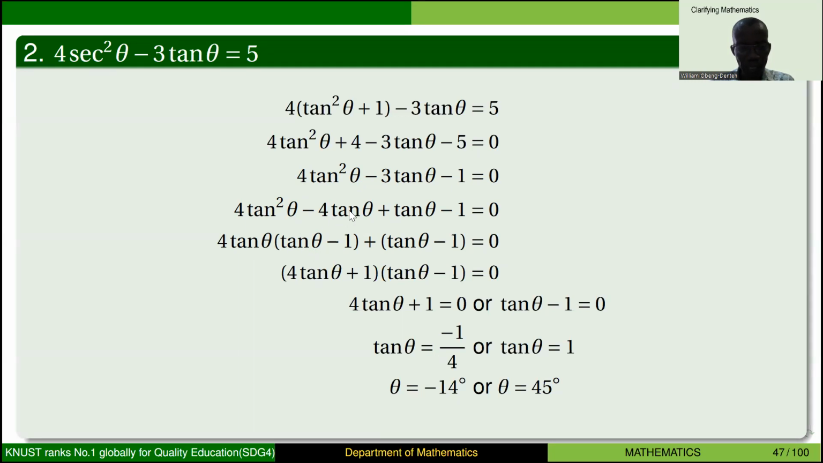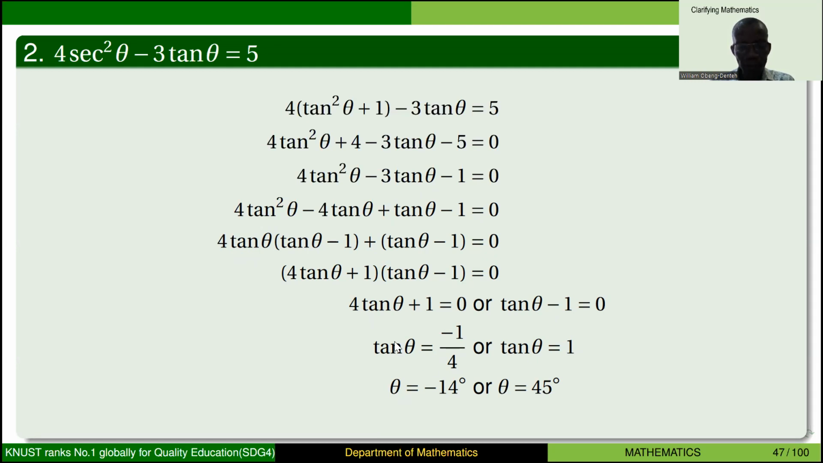Then we get tan theta minus 1. Then over here, 1 is common, so we bring the 1 out. So this and that are common factors. So we shall get tan theta minus 1, and then 4 tan theta plus 1. So either this is equal to 0 or that is equal to 0, and so that's what we have over here. So making tan theta the subject, we get negative 1 over 4, or tan theta is equal to 1.